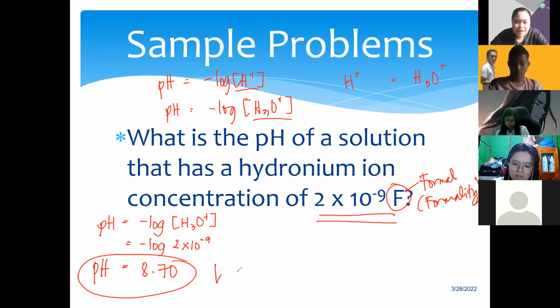Very good. This one is basic. So I told you a while ago that if the pH is more than 7, the solution will be basic. Or if you're going to look for marketed products, this is what we call alkaline. So when you have alkaline water, you will expect, if you check its pH, that it will be more than 7.